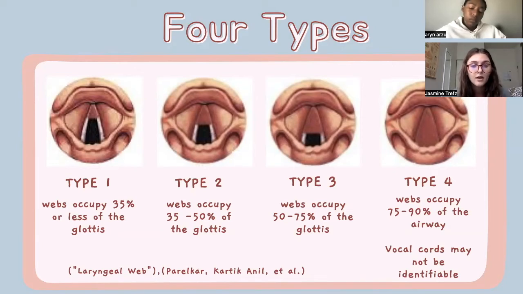And lastly, a patient with a type 4 would have the most severe case of webbing, where the webbing occupies 75 to 90% of the airway. They are usually uniformly thick throughout with subglottic extension, and vocal cords may not even be identifiable with these types. As you can see, type 3 and type 4 webbing are the most severe cases of laryngeal webs, where the patients show more prominent symptoms like what Erin was talking about, and very little inspiratory and expiratory capacities.